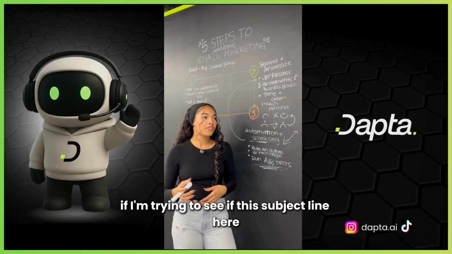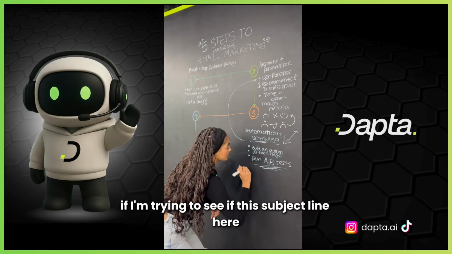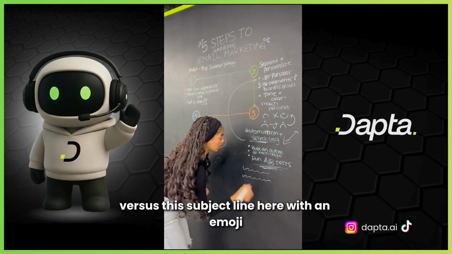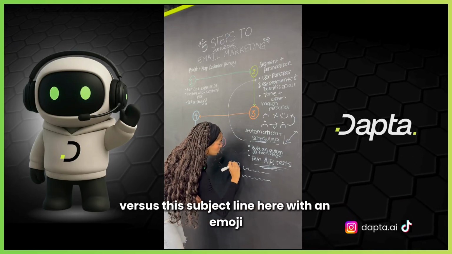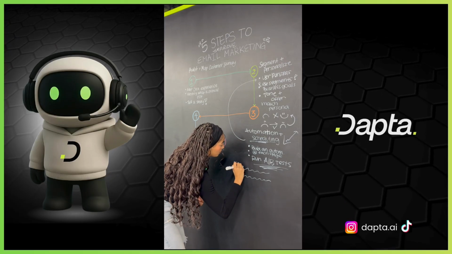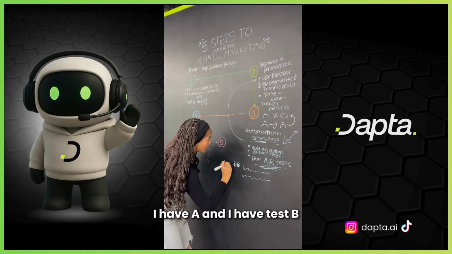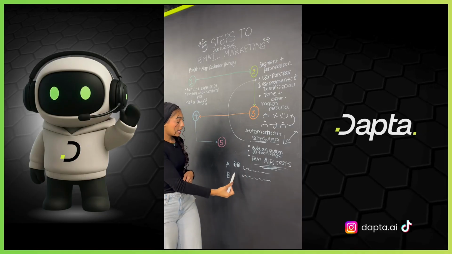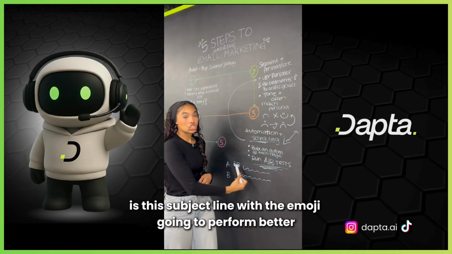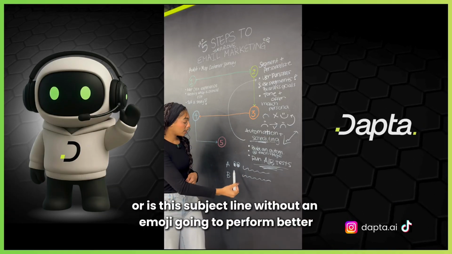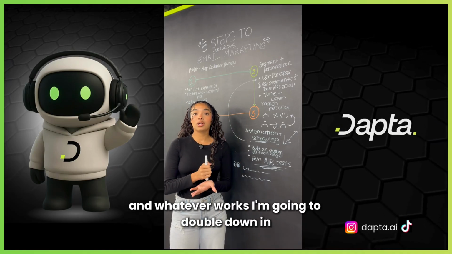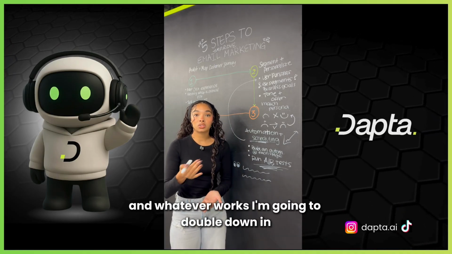So for example, if I'm trying to see if this subject line versus this subject line with an emoji, I have test A and I have test B. I'm trying to see, is this subject line with the emoji going to perform better, or is this subject line without an emoji going to perform better? And whatever works, I'm going to double down on.